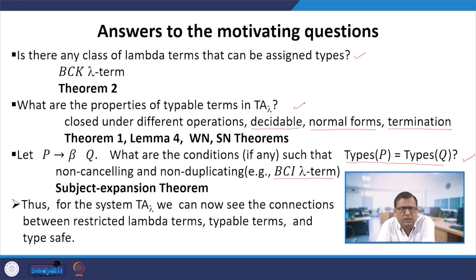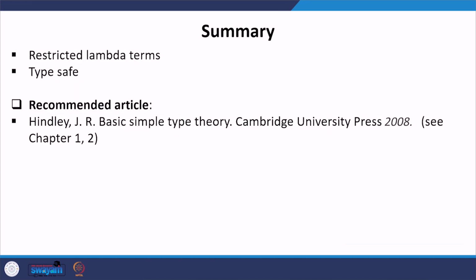Thus, for the system T A lambda, we can now see the connections between restricted lambda terms, typeable terms and type safety. With this we conclude this talk. To summarize today's lecture, we have studied restricted lambda terms, different classes of lambda terms, and type safety, that is typability in T A lambda. You are requested to please see chapters 1 and 2 of Roger Hindley's Basic Simple Type Theory book. Thank you for your kind attention.